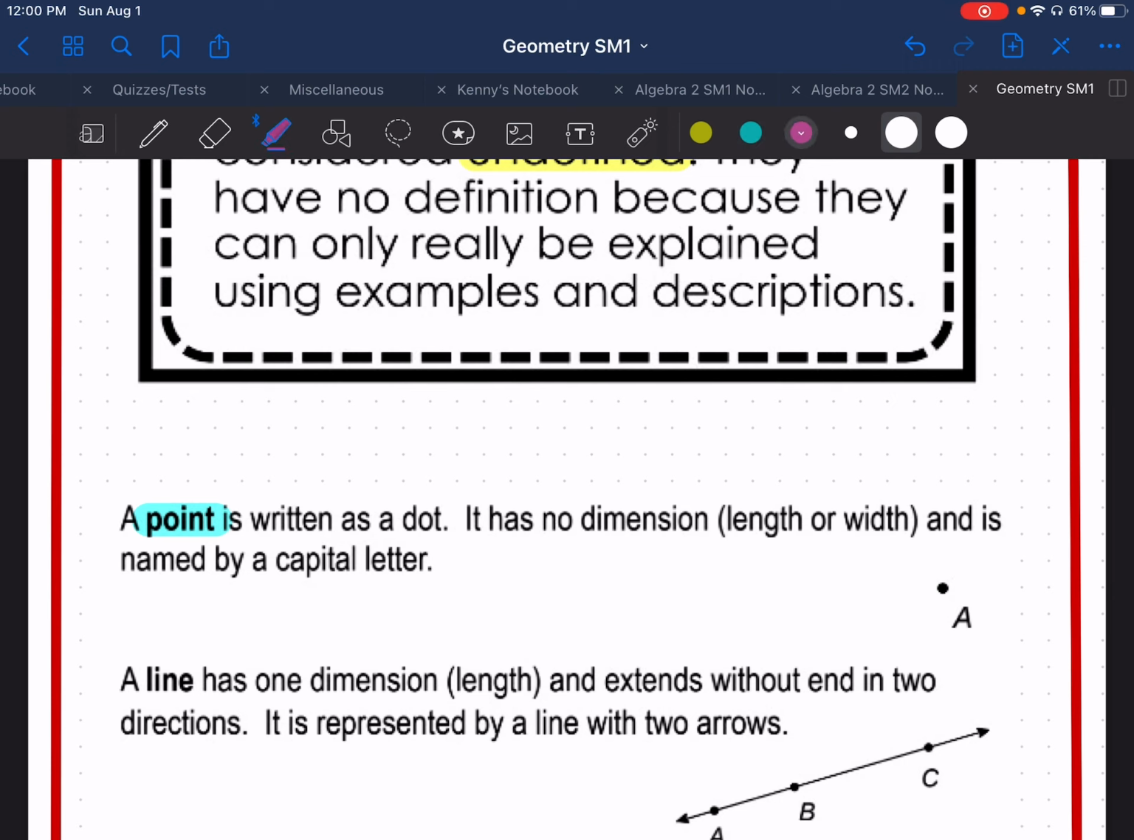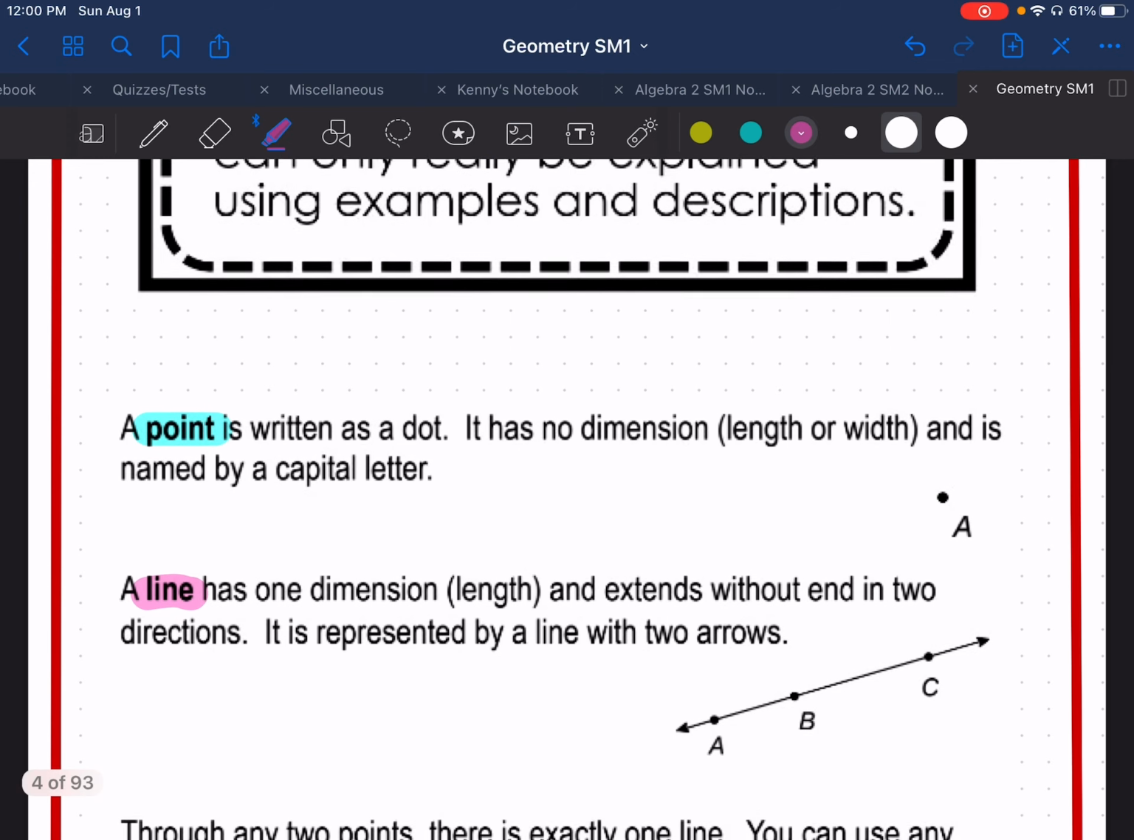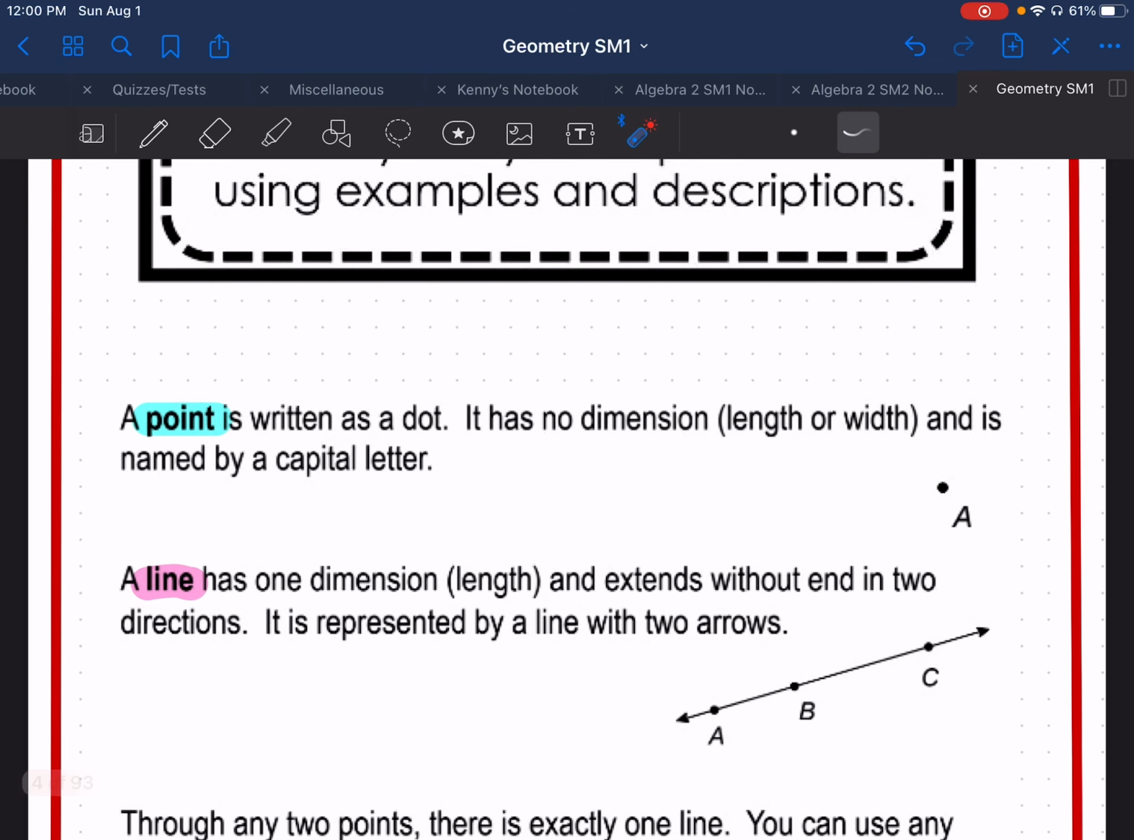All right, moving on. A line has one dimension, which is length, and it extends without end in two directions. It is represented by a line with two arrows. So when we graph in algebra, a lot of times you see a line like this. In geometry, we must say that it is a line which is continuous in two directions, so it has to have the arrows. And then you would see a minimum of 2 points on that line. There are many more. They've chosen on the graphic to show you 3. But you have to have a minimum of 2.